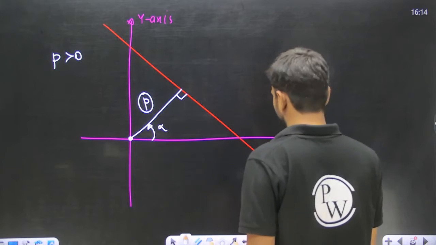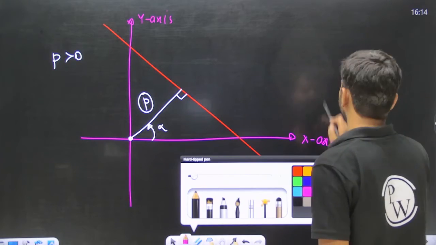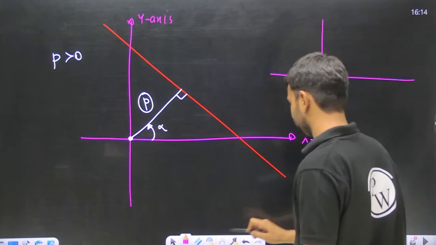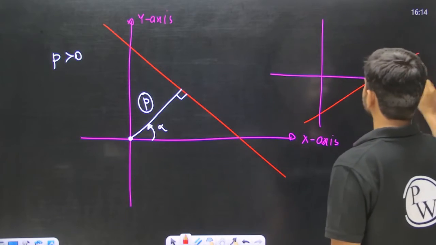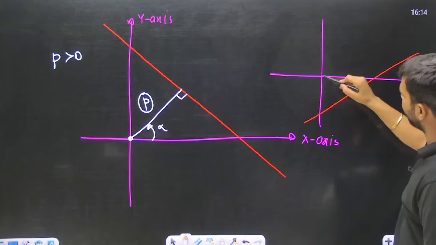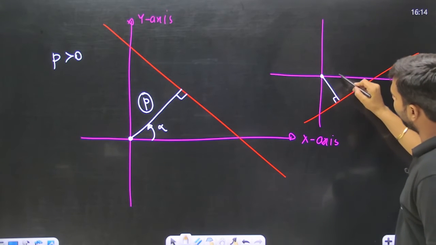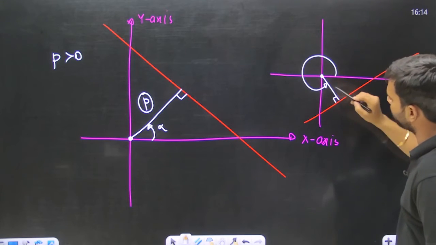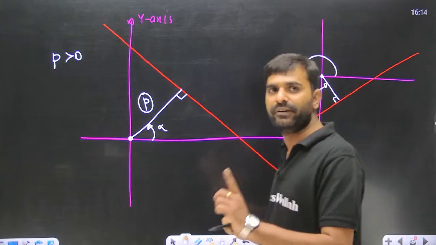So understand, if a line is like this, and I want to write down the equation of this line, then in this format two things must be given to us: the perpendicular from the origin, and the angle this perpendicular makes with the positive direction of the x-axis.